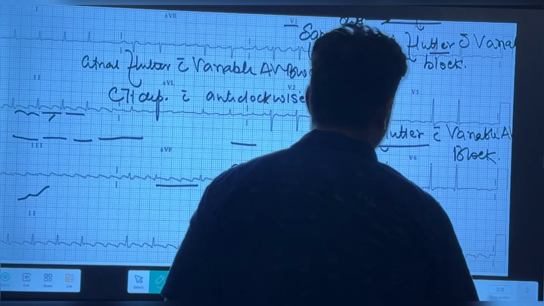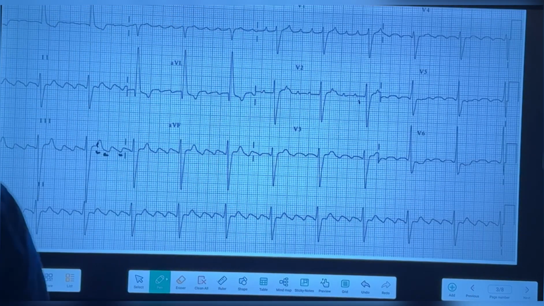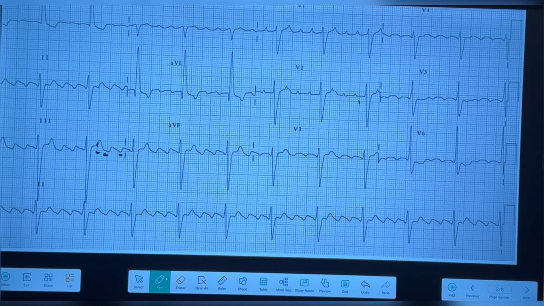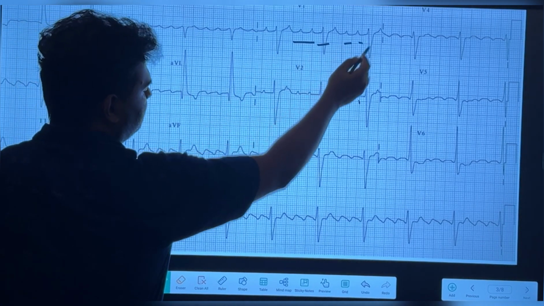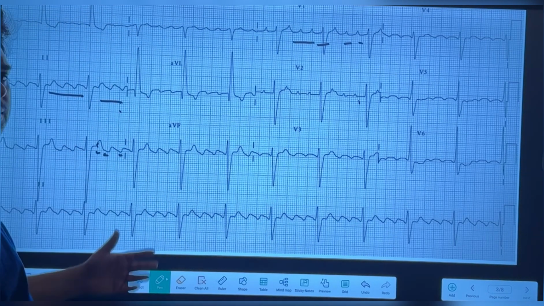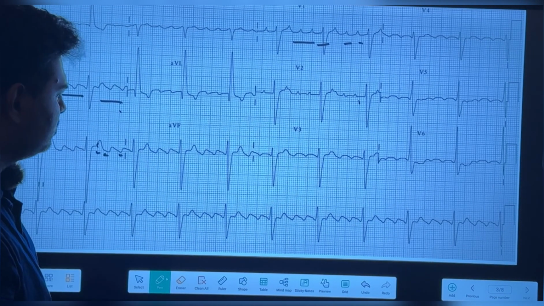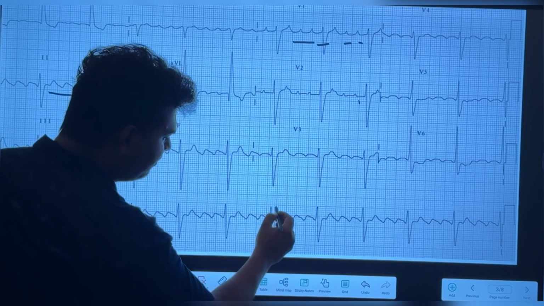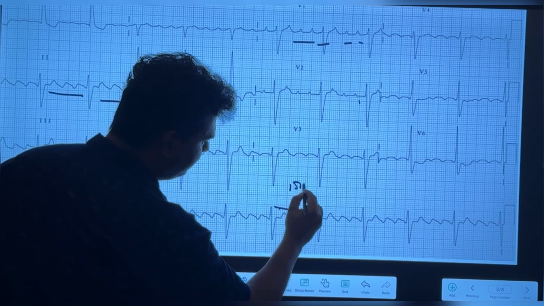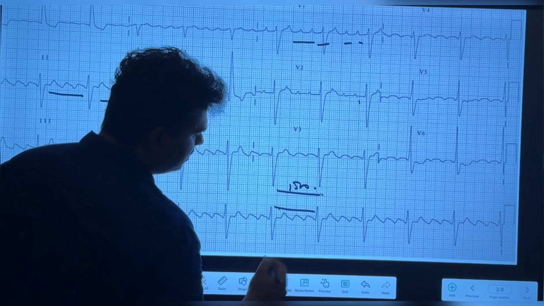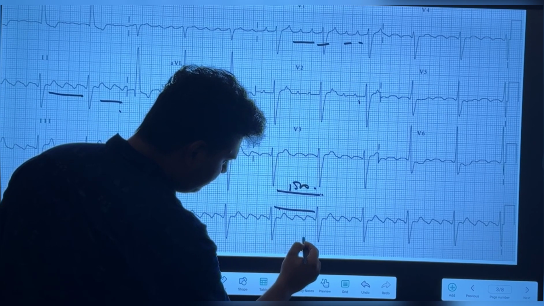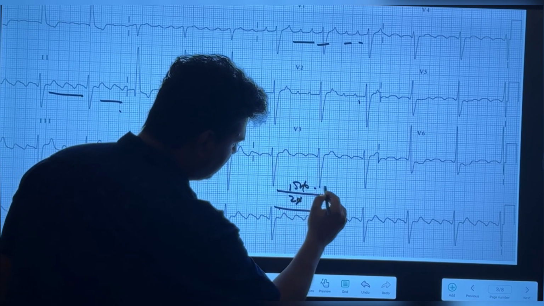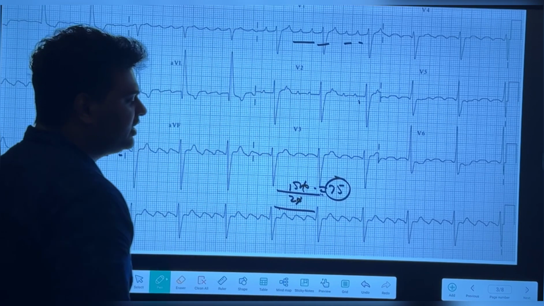Now next ECG. See this ECG. Again you are seeing that this is a sawtooth pattern. V1 is erect. So this is again the same CTI dependent atrial flutter, counterclockwise. Okay. Here if you are seeing the ventricular rate, it is 1500 by 5, 10, 15, 20. That means 75. So the ventricular rate is 75.